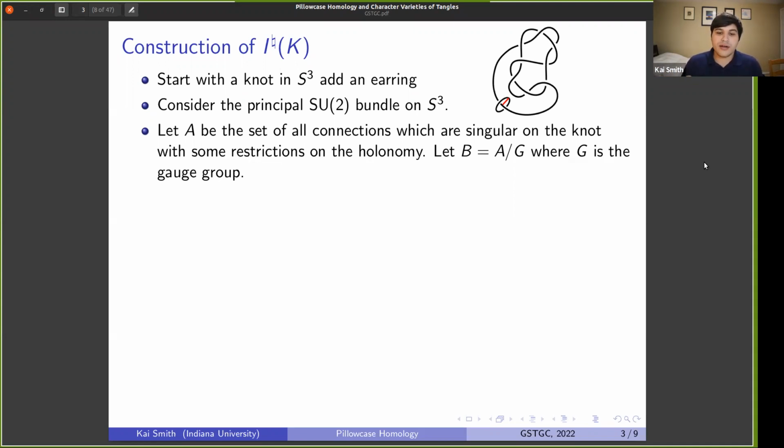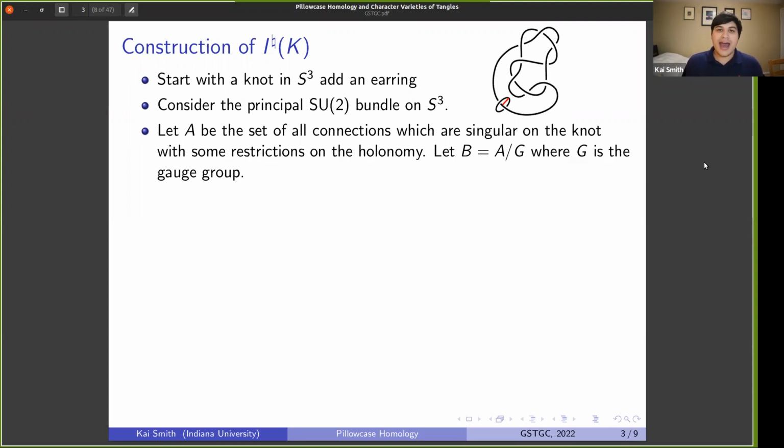which are singular along the knot, and have some subtle restrictions on what the holonomy can be. But we're not really interested in the space of all connections. There's a group action on this space by the gauge group. And what we're really interested in is the quotient of this space by the gauge group. So we're going to denote that B.